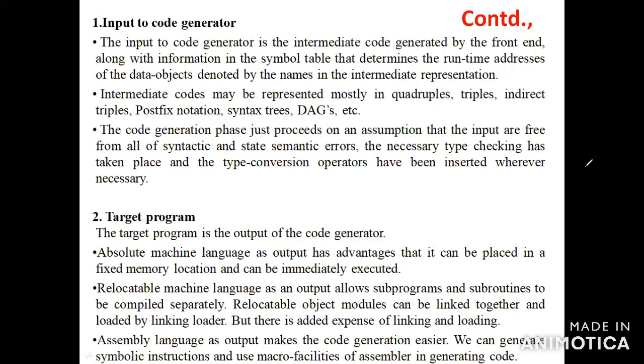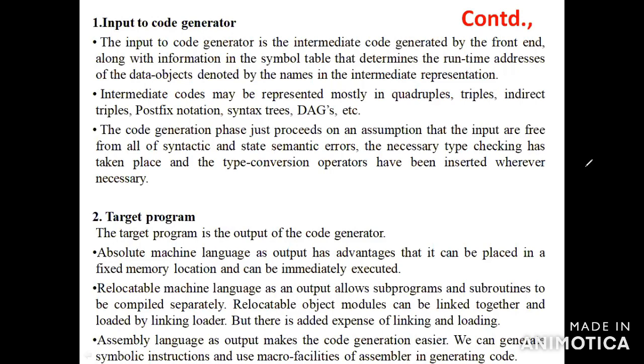Okay, now you got the point. So the first issue in the design of a code generator is the input to the code generator. So what is the input to the code generator? The code generation phase takes the intermediate code as input. The intermediate code is generated by the front end of the compiler.